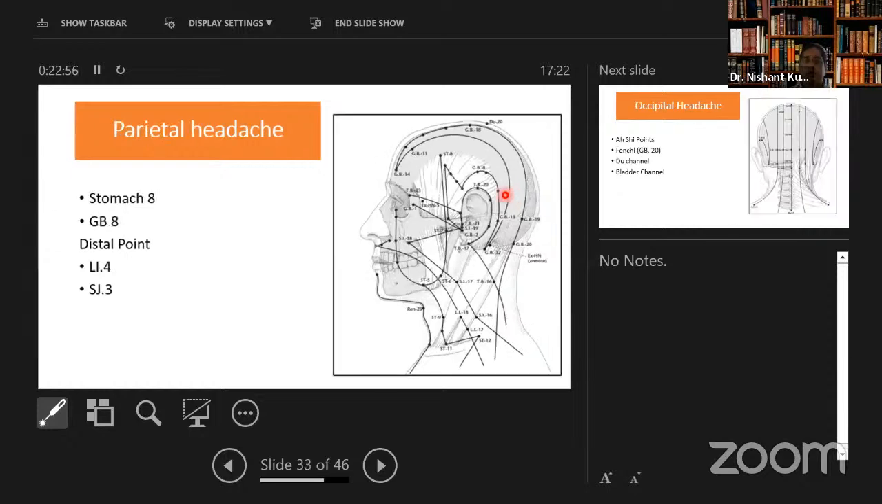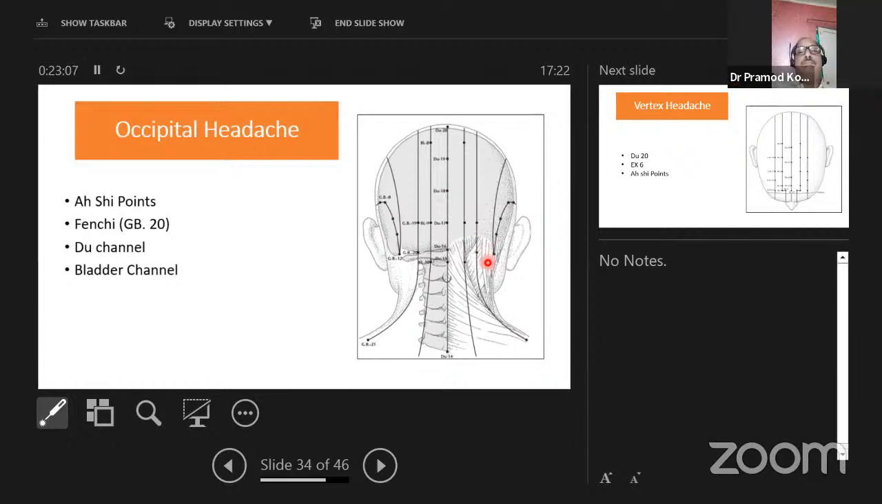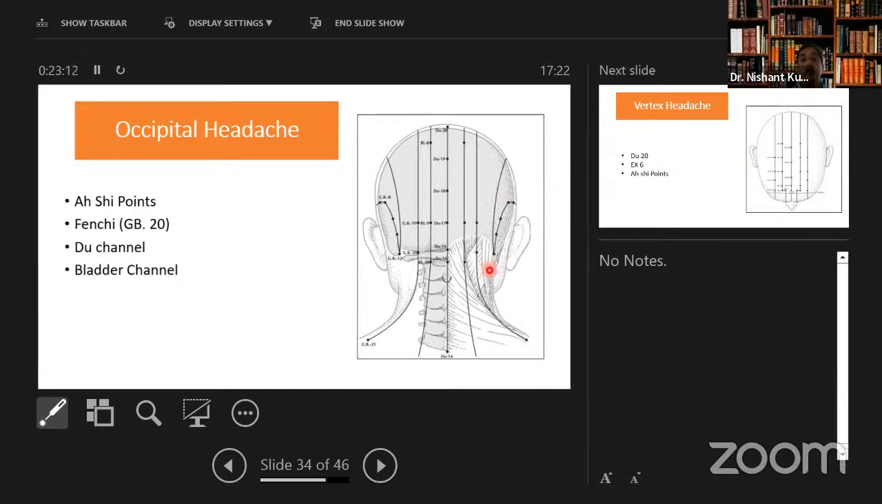Parietal headache, again points stomach 8 and GB8 will be used. Occipital headache, we will have GB20. Okay. GB20 is just on the opposite side. Very good. So this is again important.